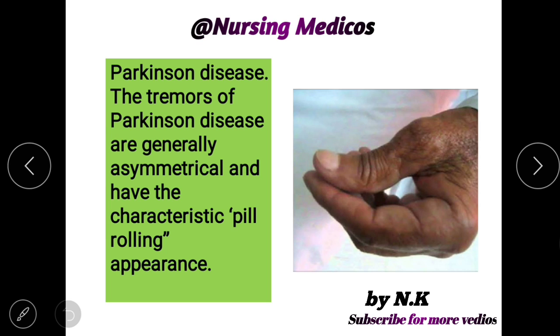That is Parkinson disease. So, the tremors of Parkinson disease are generally asymmetrical and have the characteristic of pill rolling appearance. We can see what pill rolling is. That is the index finger of the hand that contacts with the thumb. We can see this picture. In that, the index finger and thumb are in contact with each other. That is called pill rolling appearance.